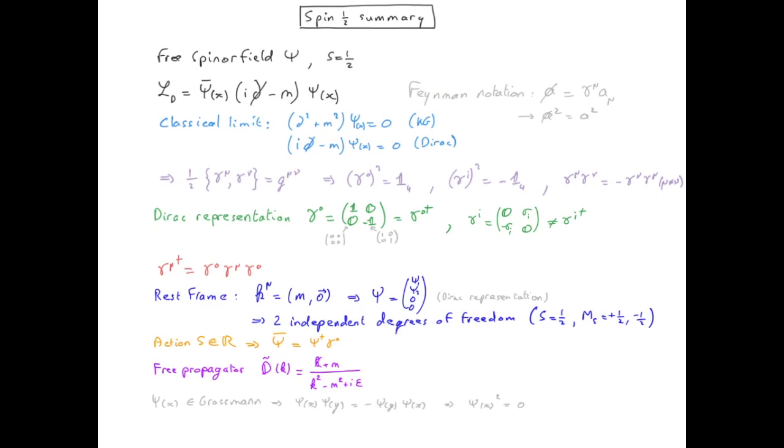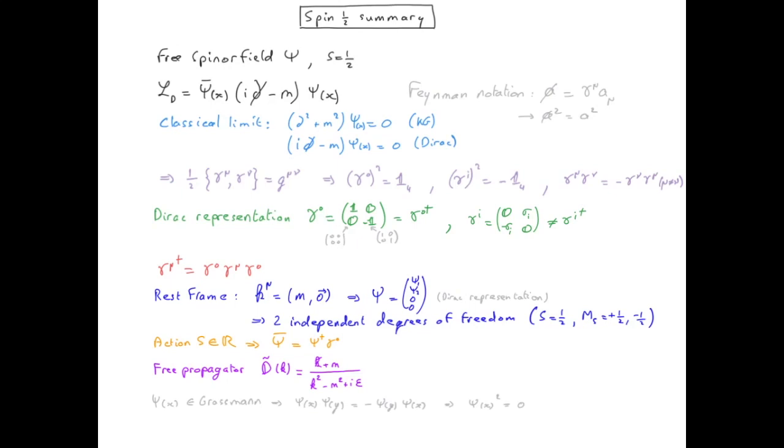By requiring the action to be real, we found that psi bar must be psi dagger gamma naught. Then, by using analogies with Gaussian path integrals for complex scalar fields, we built up a free field theory for spinor fields, and we found the free propagator in momentum space. And the analogy works despite the fact that the spinor field is a much more complicated object.